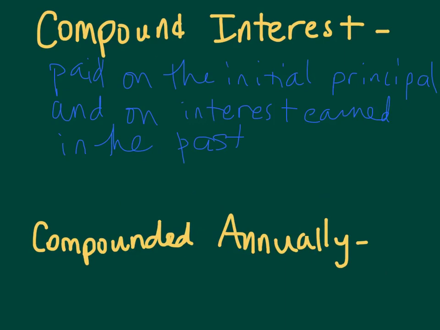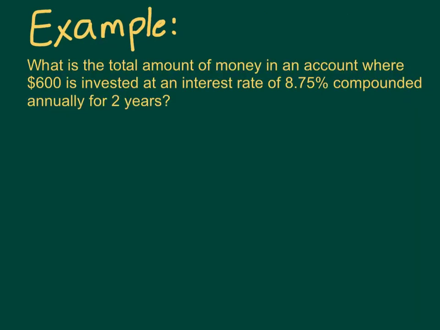Okay, now compound interest is a little bit different because compound interest is not only paid on the amount you invest, but every time that the interest is compounded, you actually earn interest on the interest. So it's paid on the initial principal and on the interest earned in the past. Okay? When something is compounded annually, what that means is it is compounded yearly. And that's what we're going to look at today. In class, we'll talk about more than just annually. Okay, so let's look at an example.